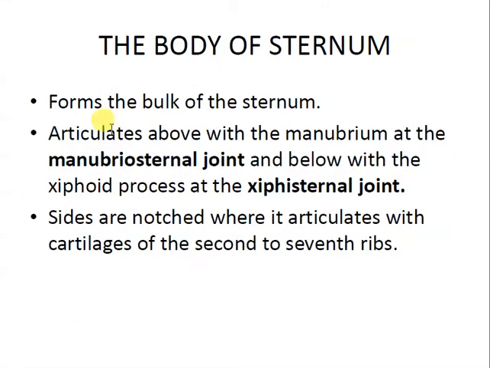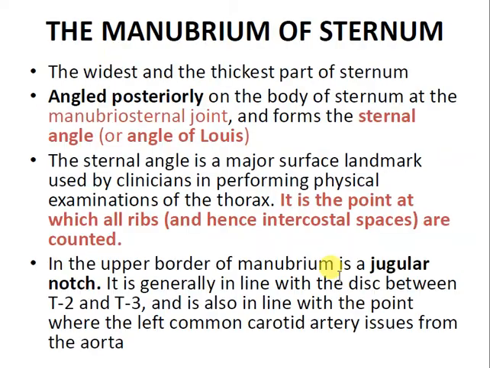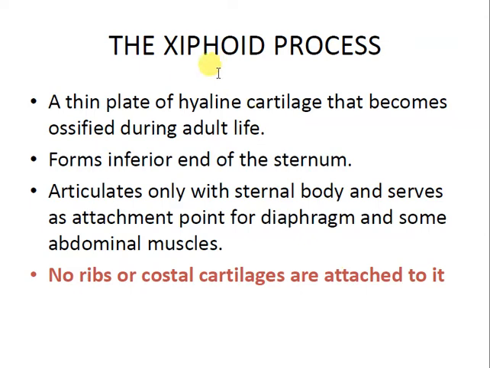Tena kuona, the body of sternum forms the back of the sternum, articulates above with the manubrium at the manubriosternal joint or angle of Lewis or sternal angle, and below with the xiphoid process at the xiphisternal joint. Sides are notched where it articulates with the cartilages of the second to seventh rib. From there we have the xiphoid process, a thin plate of hyaline cartilage that becomes ossified during adult life. So xiphoid process in child inakuwa ni cartilage, then it becomes ossified into bone in adult life.